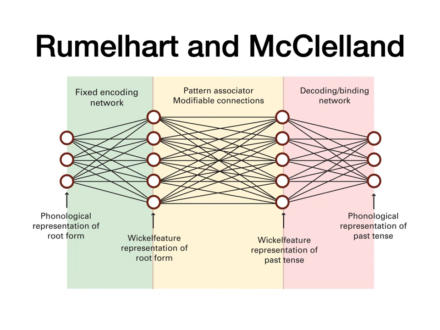So the sound "walk" comes in. The feature network notices all sorts of things like the L and the K, all those things. And then the eventual output is supposed to be "walked," right? Add the D on the end of it, right?